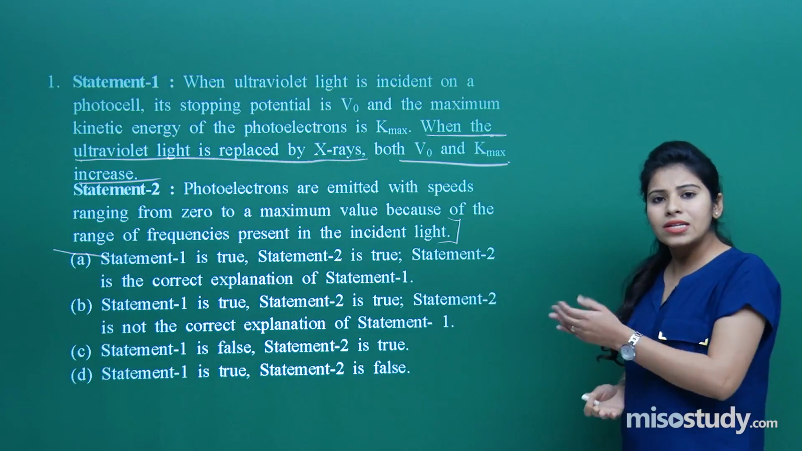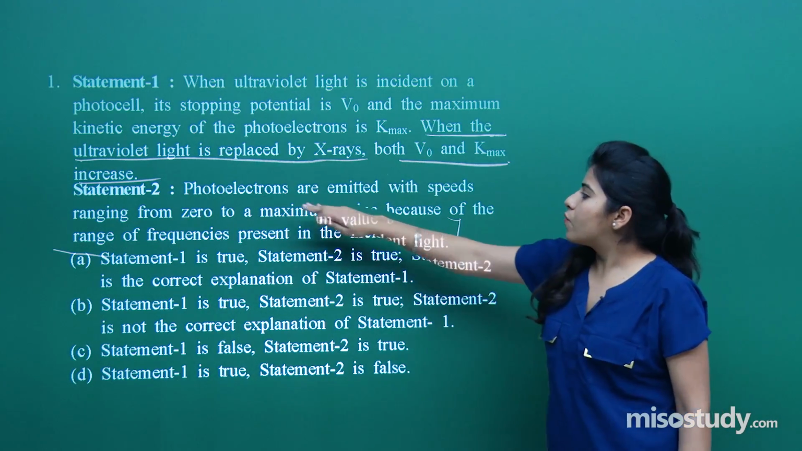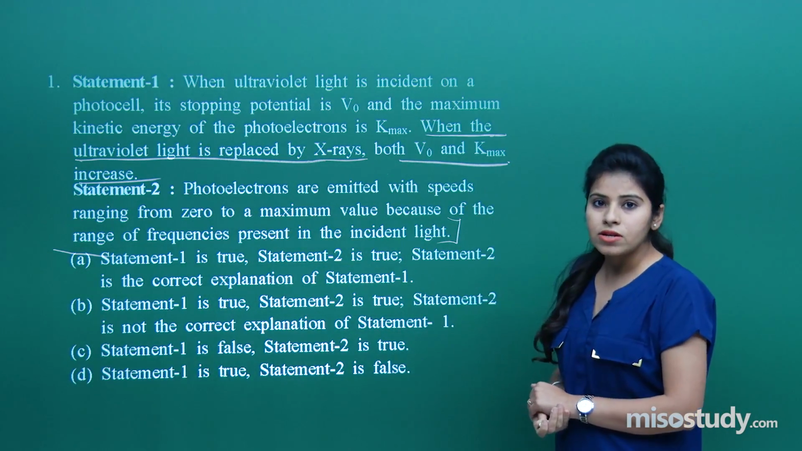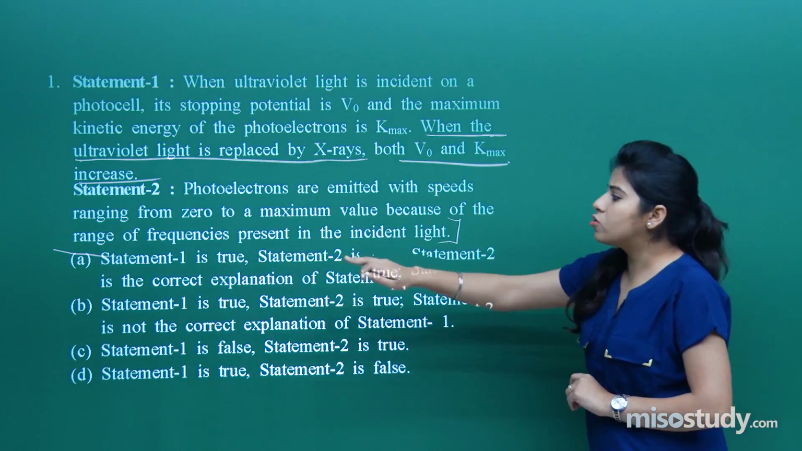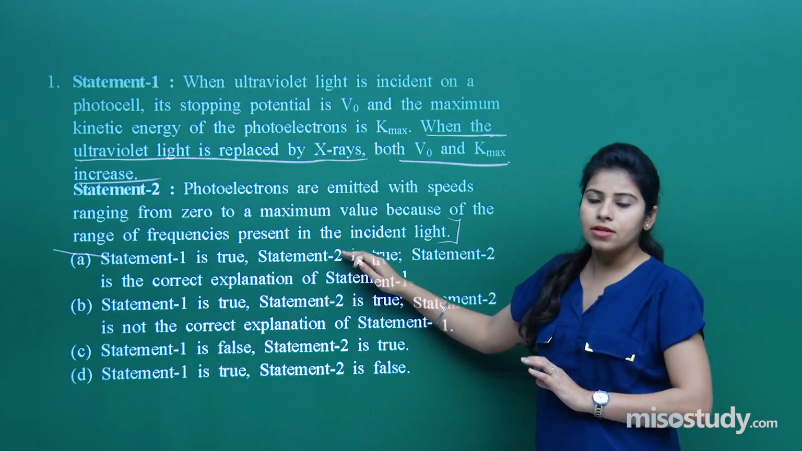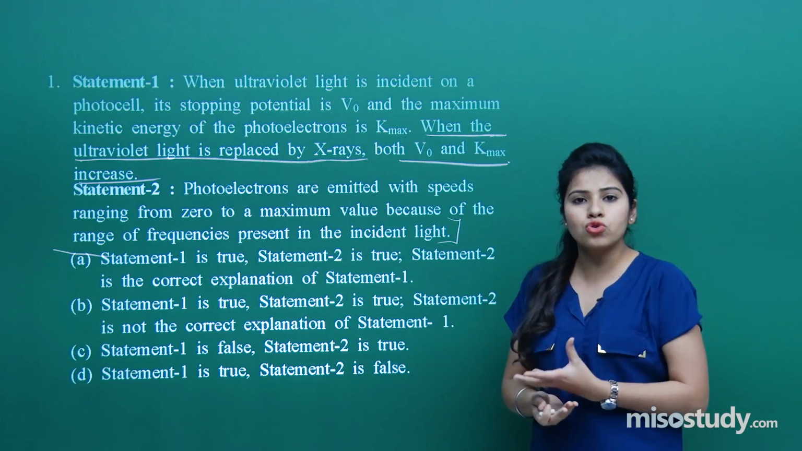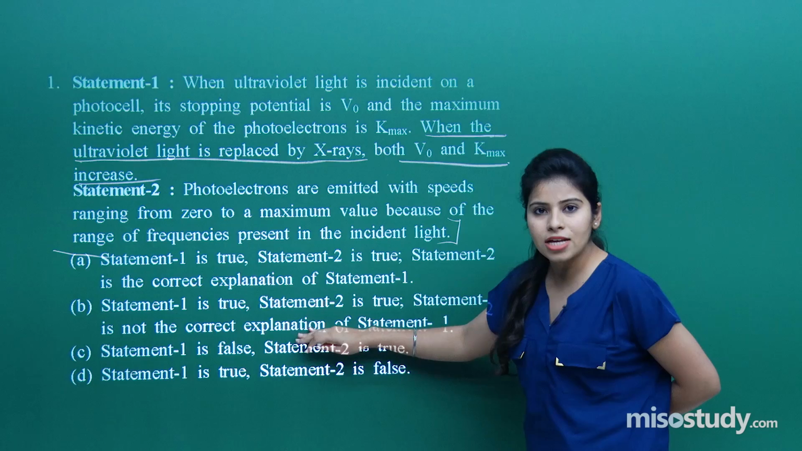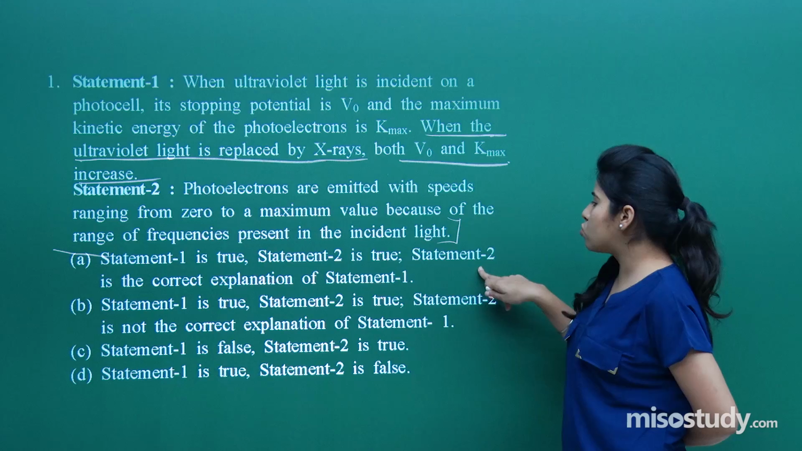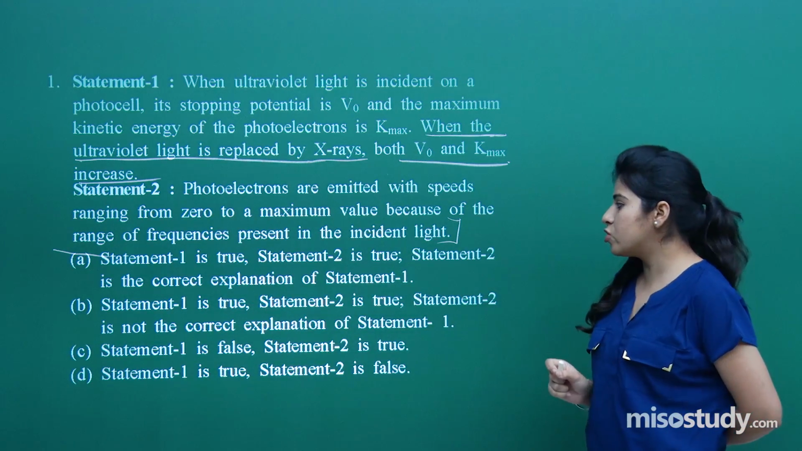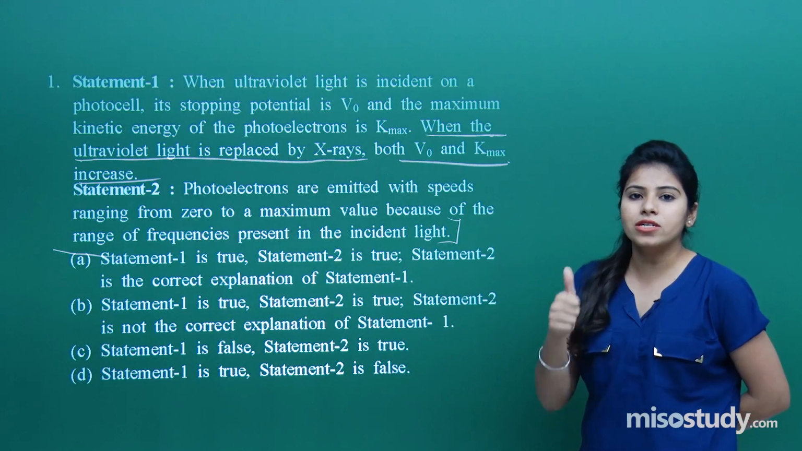Now let us see whether this statement is true or false. According to them, the second statement is: photoelectrons are emitted with speeds ranging from 0 to a maximum value because of the range of frequencies present in the incident light. They have given us statements and we have to show whether they are true or false, because four options have been given. In those four options you can see: statement 1 is true, statement 2 is true, statement 2 is the correct explanation of statement 1. We have to choose one particular answer.